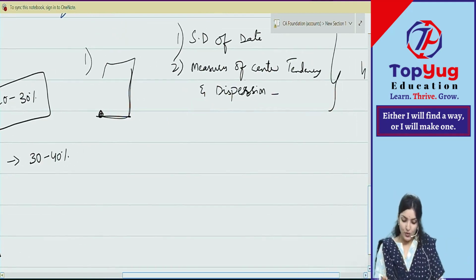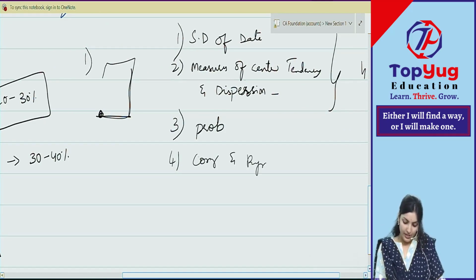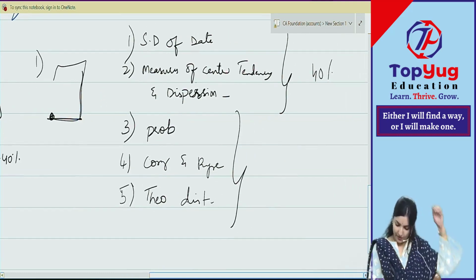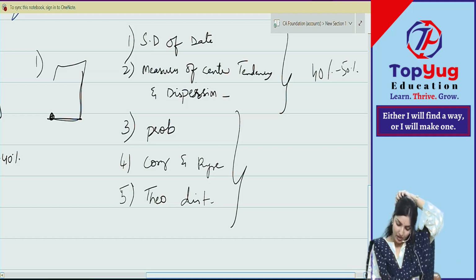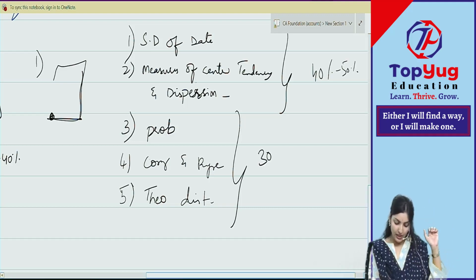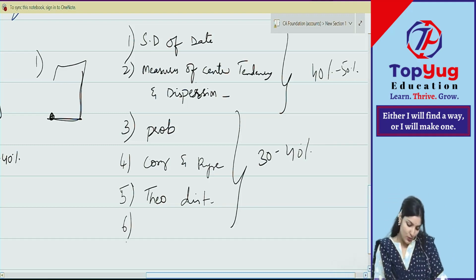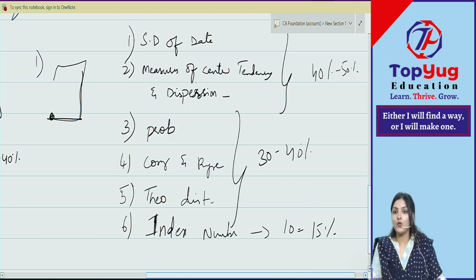Okay? So measures of central tendency and dispersion is done, and then you will be having probability, correlation and regression, and theoretical distributions. So these 3 would be accounting for, I can write this as 40 to 50, and these 3 I'll be writing as 30 to 40 percentage. And the last one, even this is very important, compulsorily 10 marks you will get from this. 10 to 15 marks you will get from this.